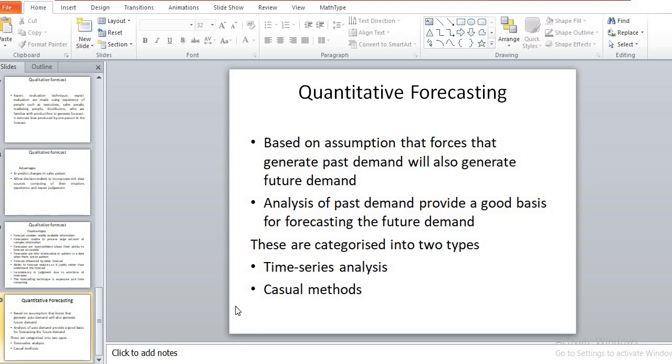These forecasting techniques are used to predict the sale of a particular product in the future by considering past data. By analyzing that past data, we can forecast what the sale of that particular product will be in the future.